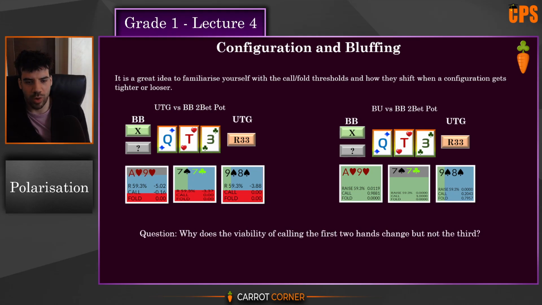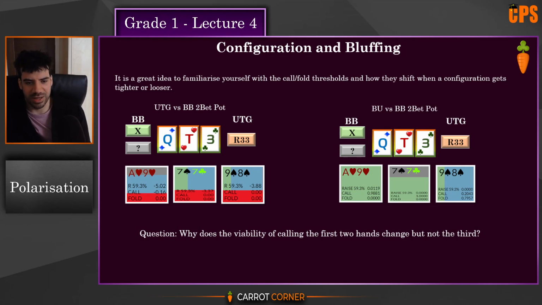One question though, why does the viability of calling the first two hands change but not the third? Why does the 9-8 still become a mix? What you see in the right hand side, by the way, is a frequency display where you can see how often it's calling and how often it's folding. On the left you can see EV, but the EV won't be changing on the right. Whenever a solver is mixing call with fold, it's because those two lines have the same EV. No one is better than the other. So why is this happening? Why do we observe this phenomenon with 9-8?